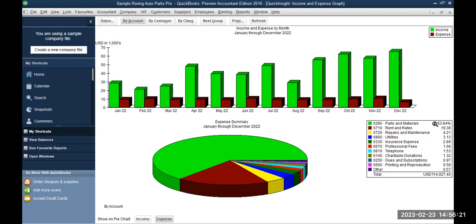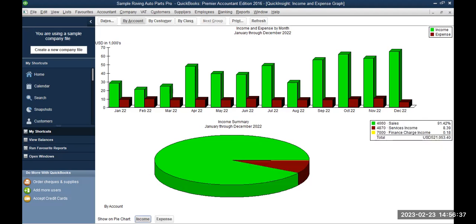So the highest expense has been on parts and materials, followed by rent and rates, followed by repairs and maintenance, and printing and pre-production are among the least ones. So that is if you click on the tab for expense, that is what it has.